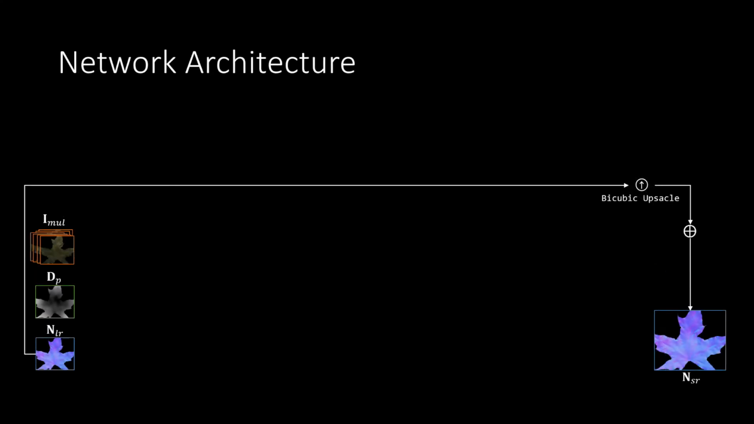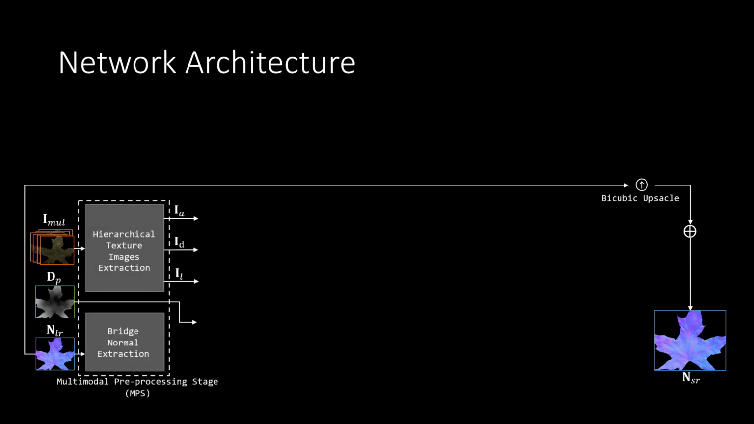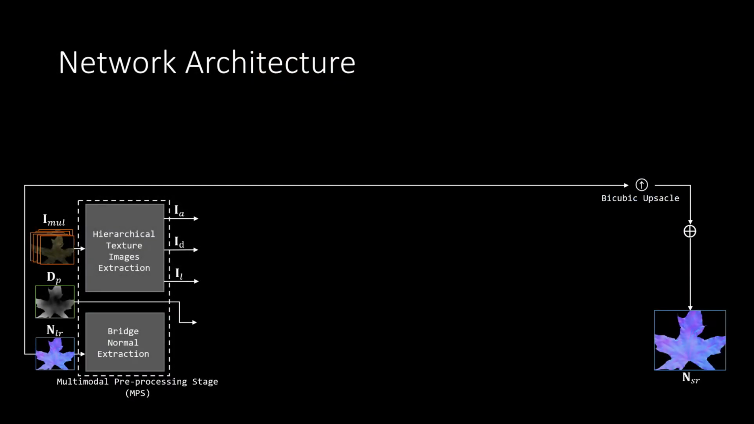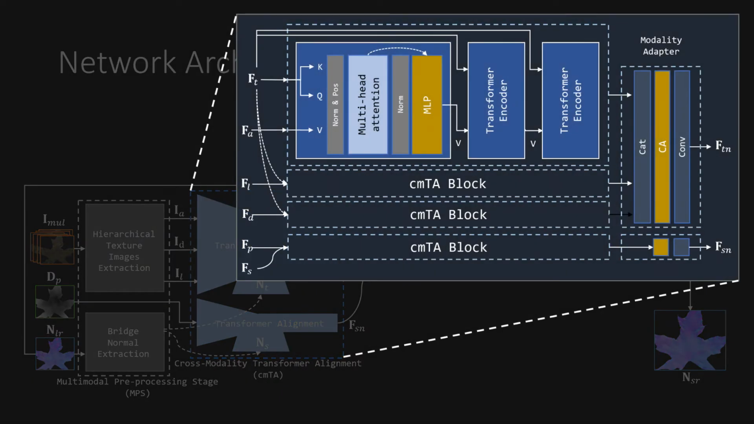Here is the architecture of our MNSRNet. Firstly, we propose the MPS to reduce the data distribution differences of the three input modalities. It extracts several special side modality features which can be fused to the main modality more easily. Next, we propose a cross-modality transformer structure to align the side modality features generated by the MPS and extract intermediate features that represent the deep texture and shape information of the surface.